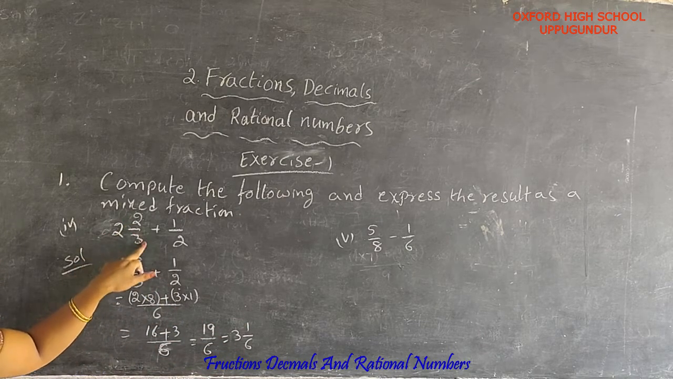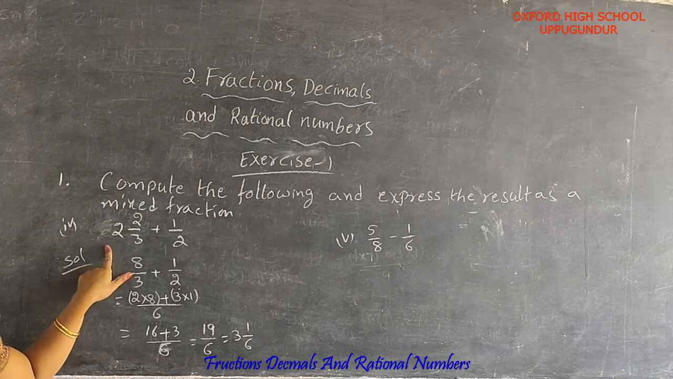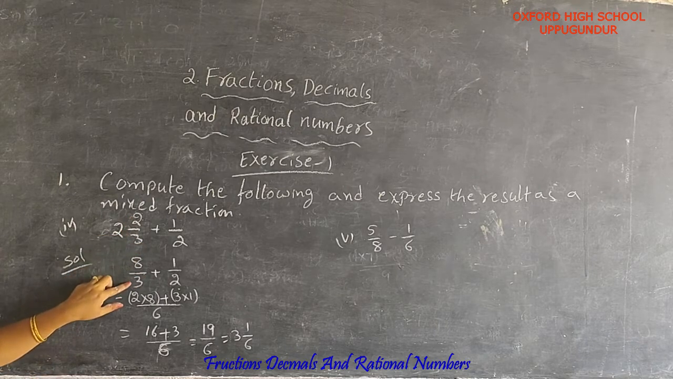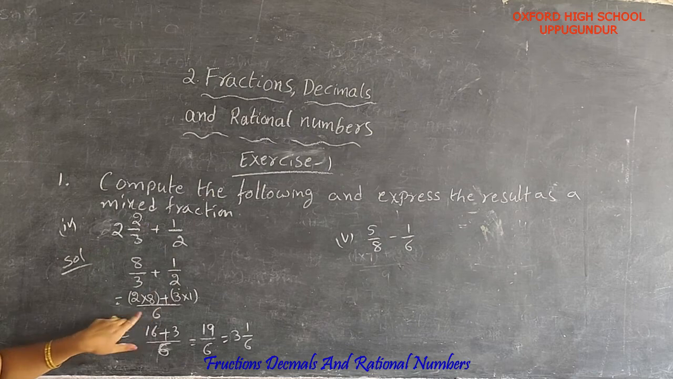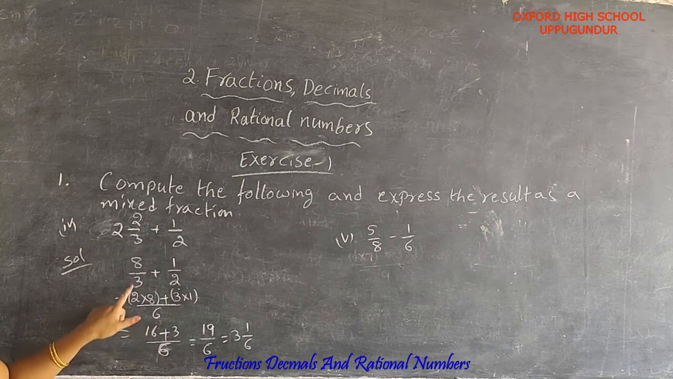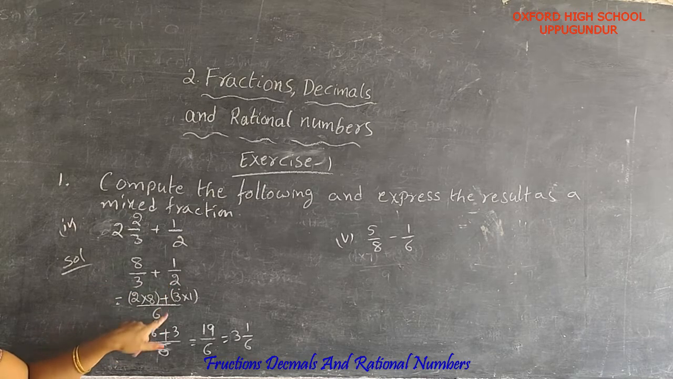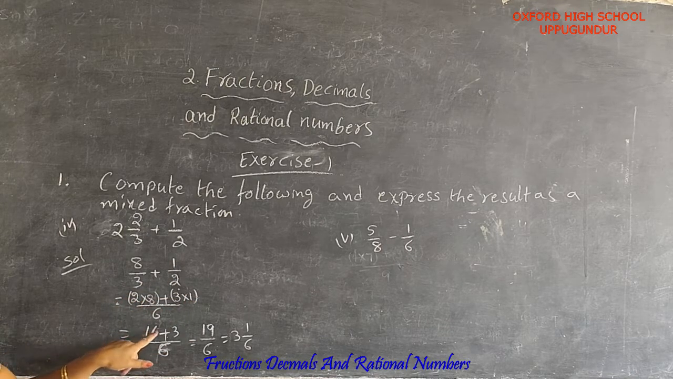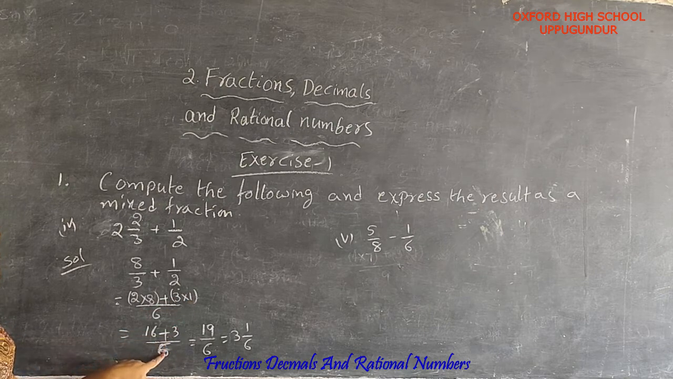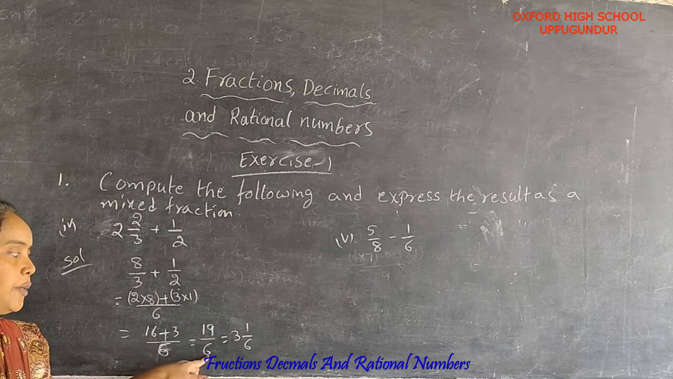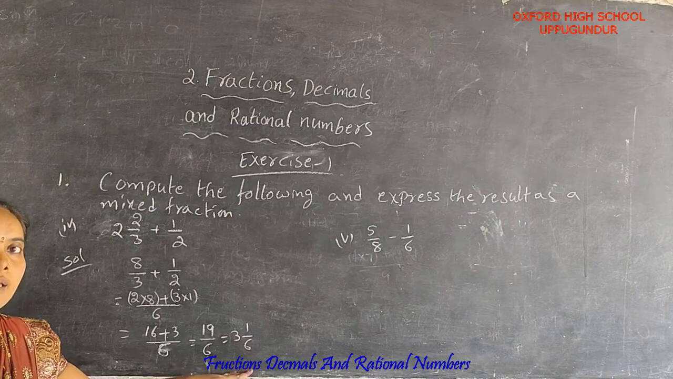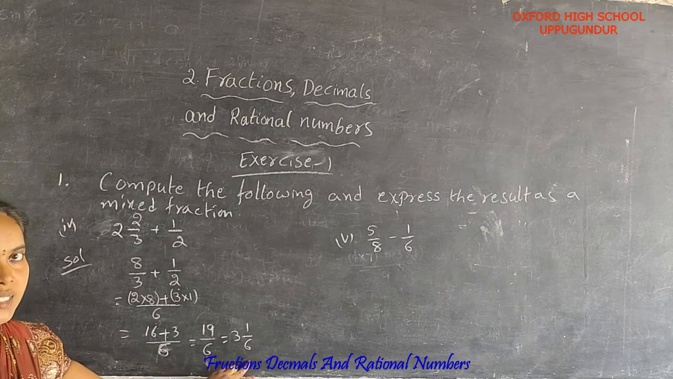Once again, 2 2 by 3 plus 1 by 2. This is a mixed fraction. Convert to an improper fraction. 2 3s are 6 plus 2, 8. 8 by 3 plus 1 by 2. The LCM of 3 and 2 is 6. 3 goes in 6 2 times, so 2 into numerator 8, plus 2 goes in 6 3 times, 3 into numerator 1. 2 8s are 16 plus 3 1s are 3 by 6. 16 plus 3, 19. 19 by 6 is an improper fraction. That's why we convert to the mixed fraction, 3 1 by 6. Okay.